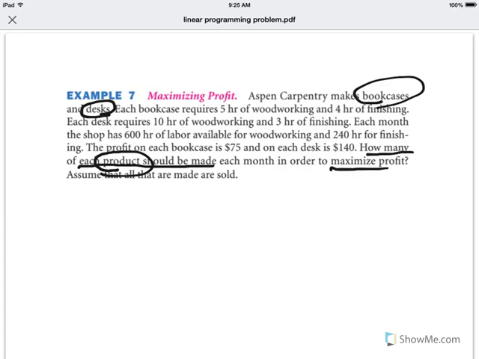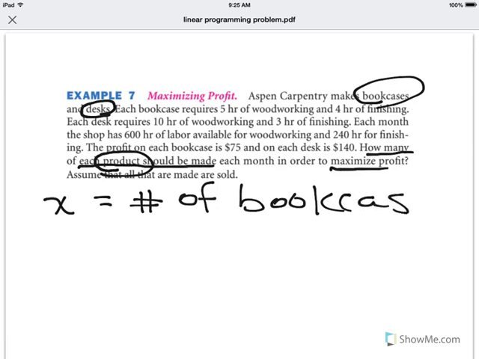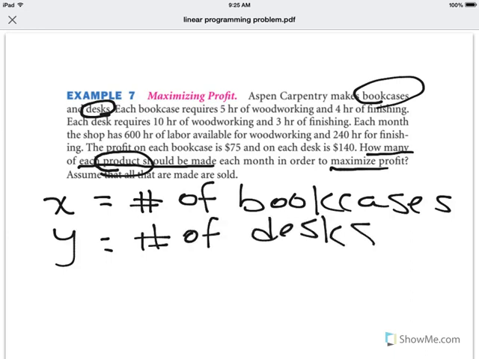So the first thing that you want to do in any of these problems is to define your variables. And I'm going to define X as the number of bookcases and Y as the number of desks. So now we know what we're talking about. Now we need to read through and see if we can find some equations.